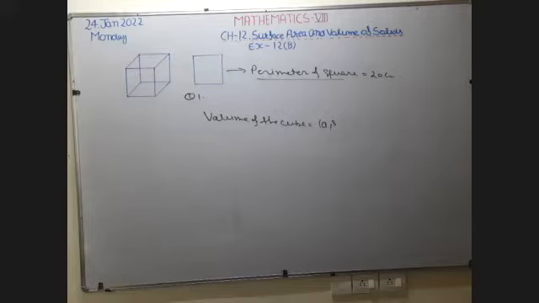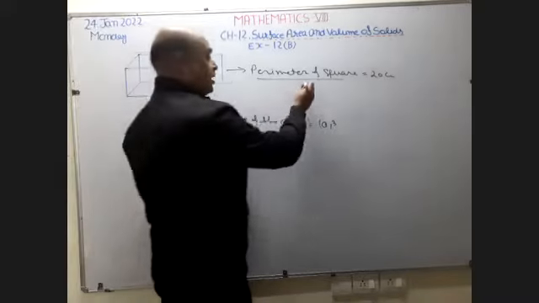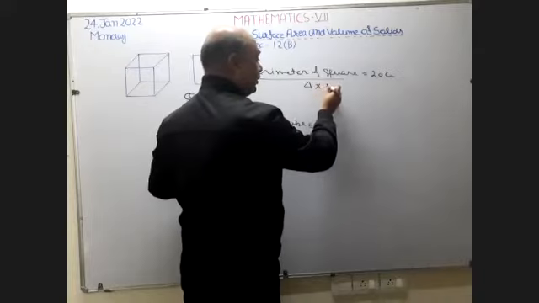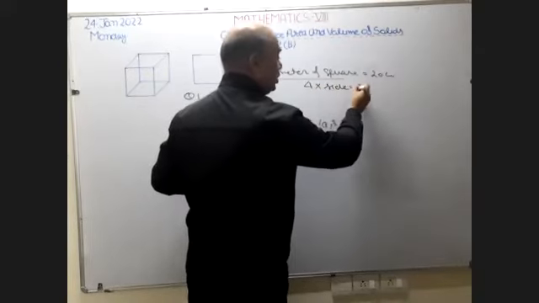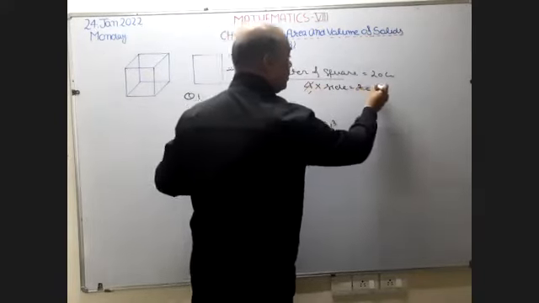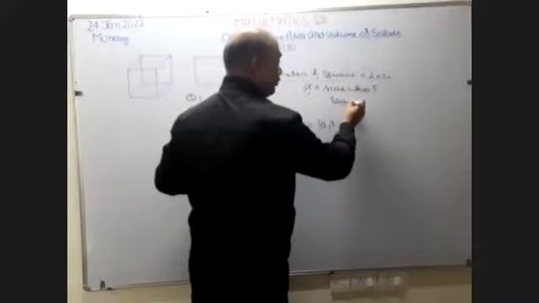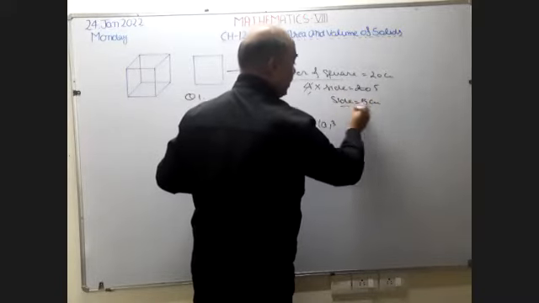Tell how you find the perimeter of square, beta. 4 into side. Very good. So the formula for the perimeter of square is 4 into side. 4 into side is equal to 20. 4 1 is 4, 4 5 is 20. So side of this square becomes 5 centimeter.